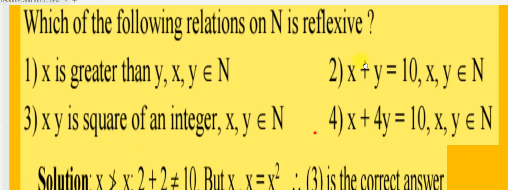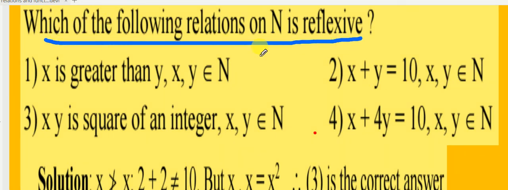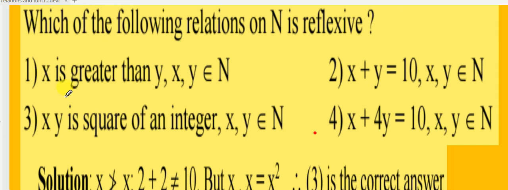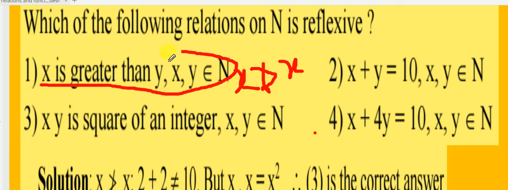Which of the following relations on N is reflexive? First option is x is greater than y, x comma y belong to N. So we know that any natural number cannot be greater than itself. X cannot be greater than x. Therefore, this first option is not a reflexive relation.